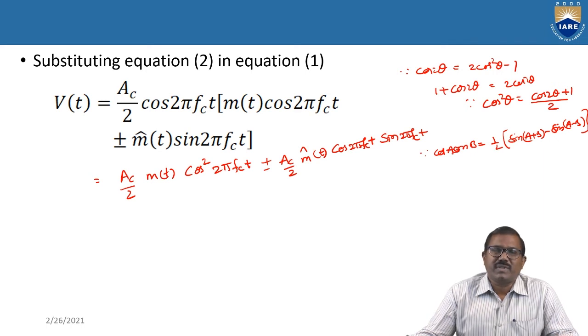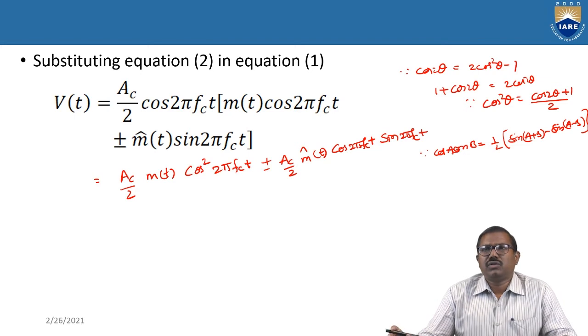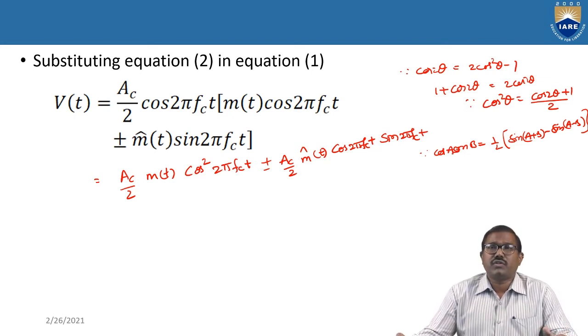Why? Sin of A plus B is sin A cos B plus cos A sin B. Again, sin of A minus B is sin A cos B minus cos A sin B. So we are going to subtract it: sin of A plus B minus sin of A minus B, so you get cos A sin B. Okay, so by using those two formulas, we are going to substitute in this equation.